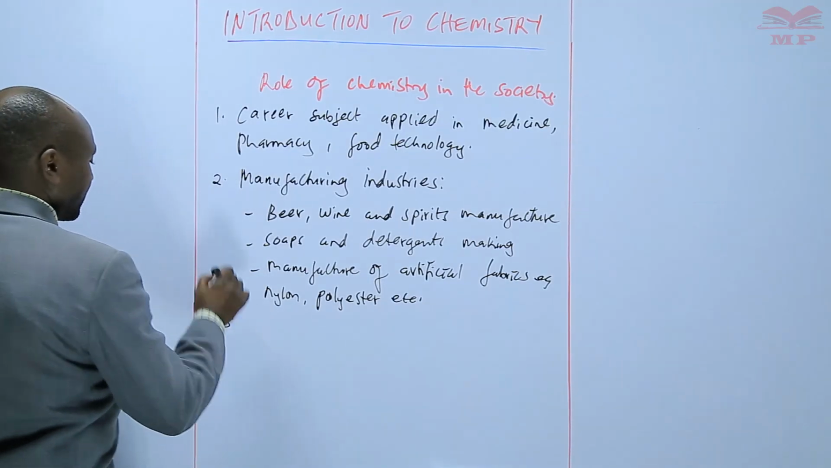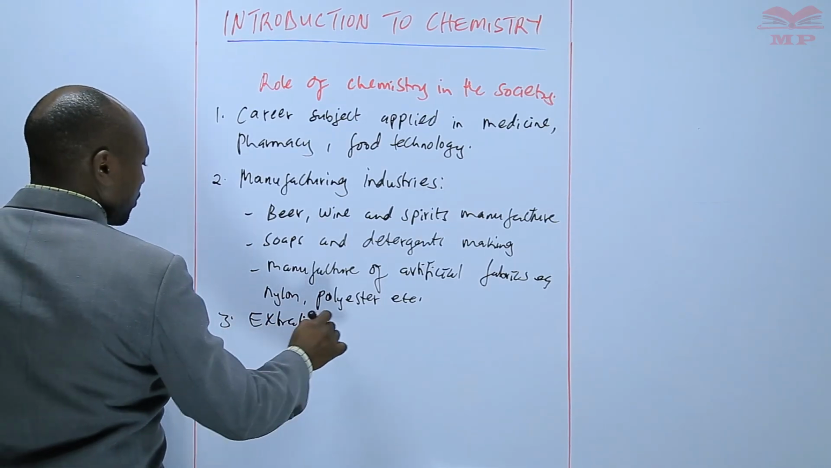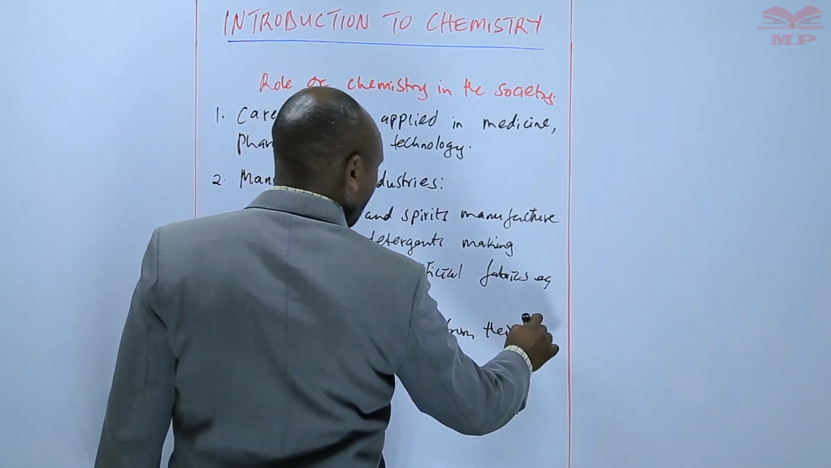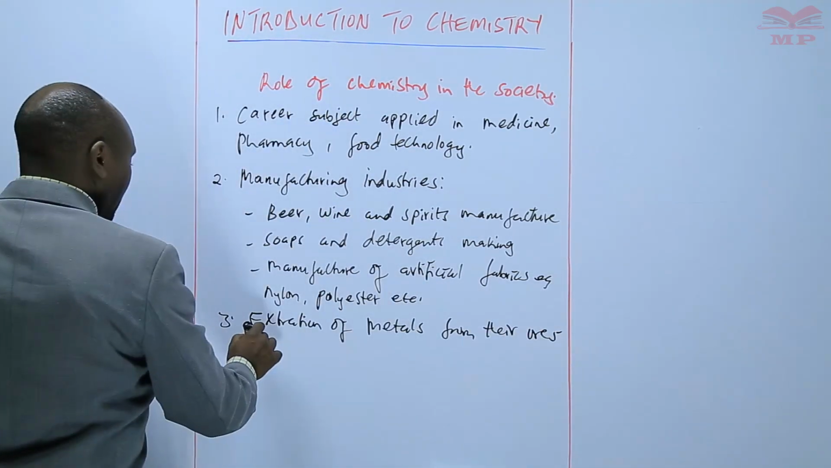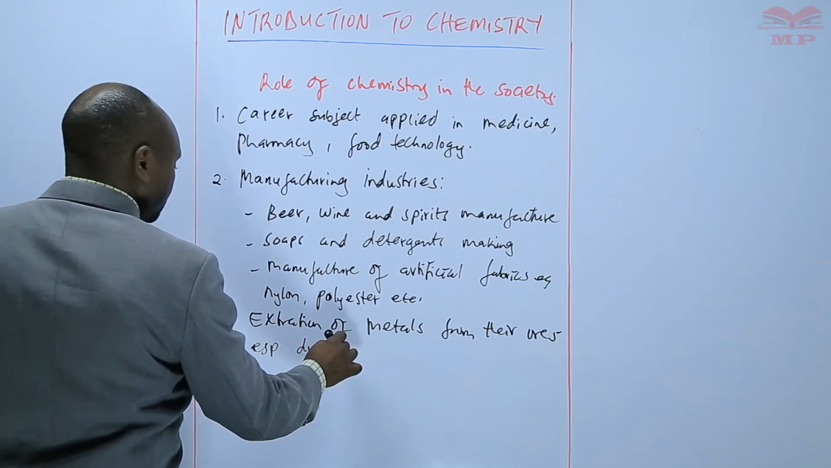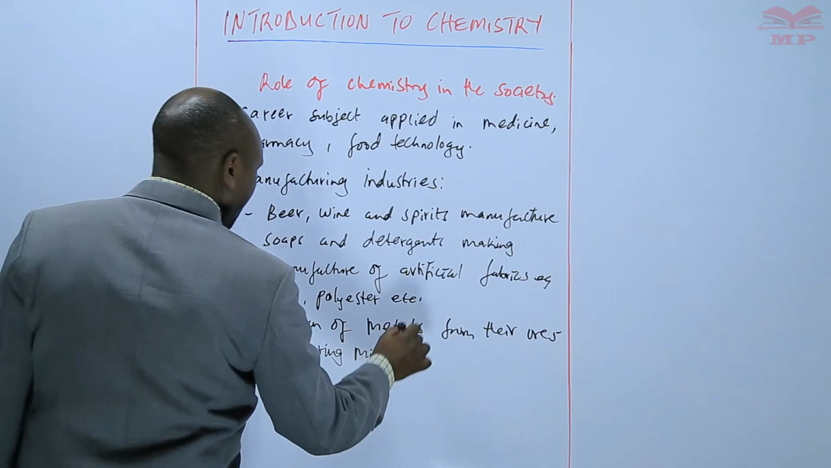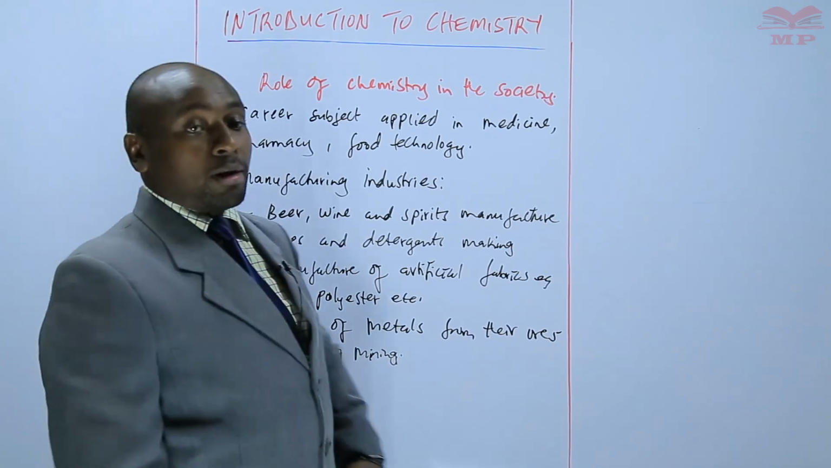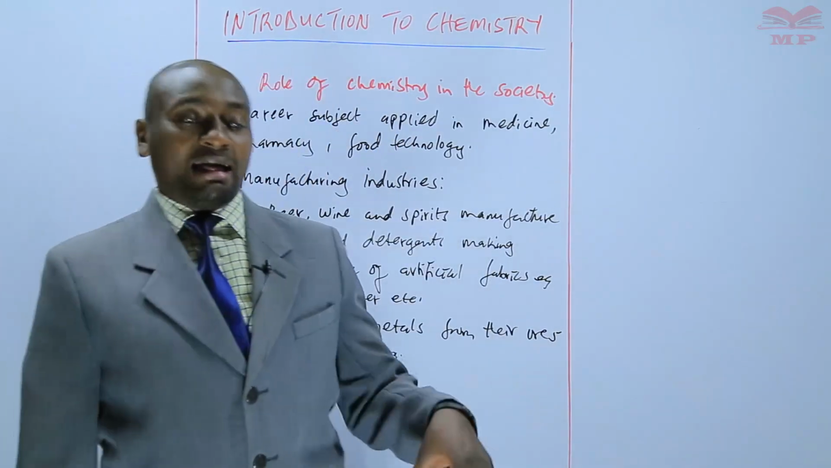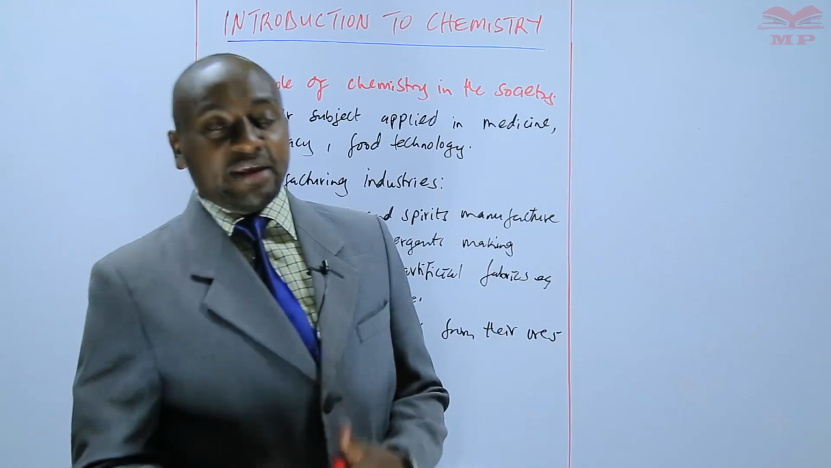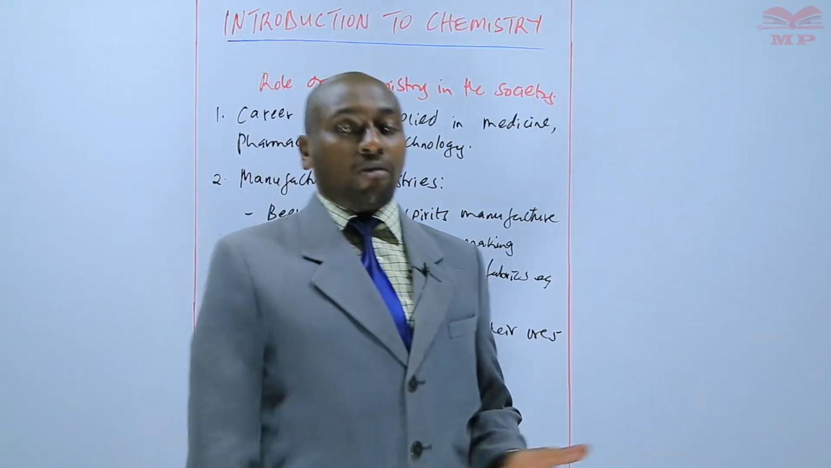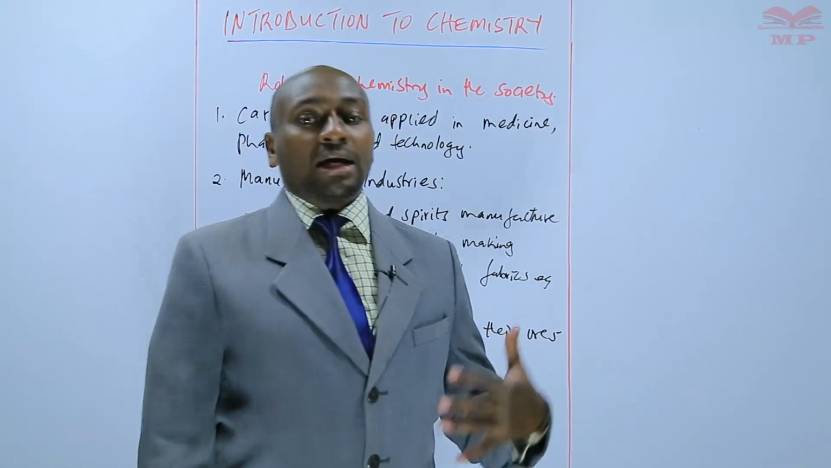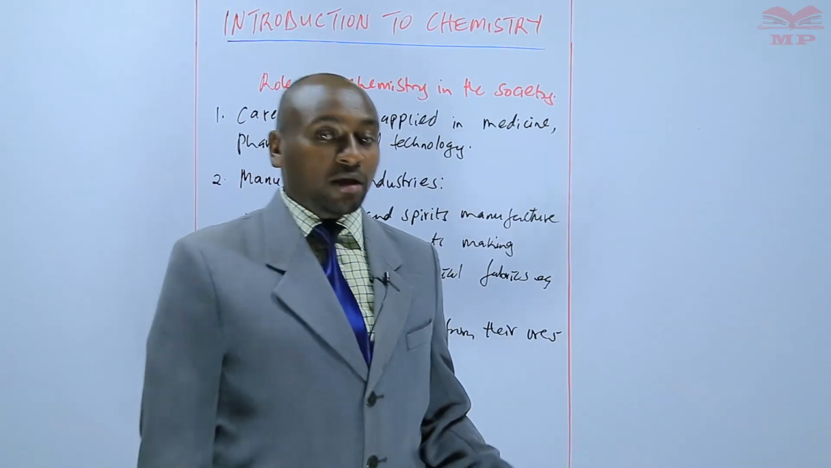Chemistry is also applicable in the extraction of metals from their ores. And basically this one is applicable especially during mining. For example, we have some metals that are mined from the earth's crust, and these particular metals are not mined in their pure form. They are obtained in their impure form. So they have to be taken through the process of extraction so that we can be able to extract the particular metal that we are looking for.